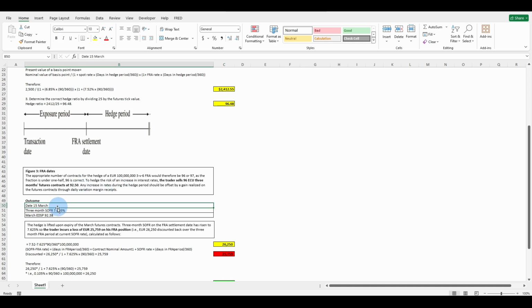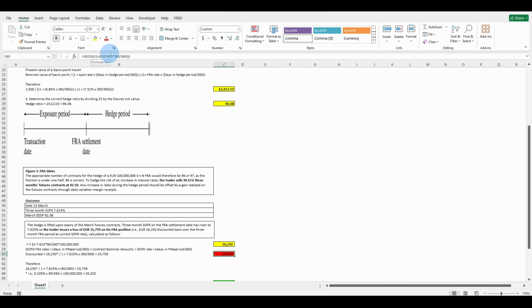Dates, March 15th. 3-month SOFR 7.625, March EDSP 92.38. The hedge is lifted upon expiry of the March future contract. 3-month SOFR on the FRA settlement date has risen to 7.625. So the trader incurs a loss of 25,759 on his forward position. There it is right here, 26,250.